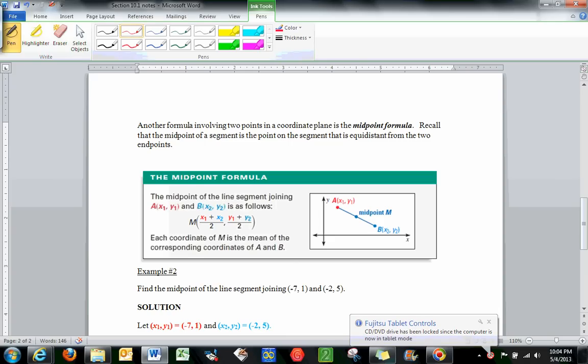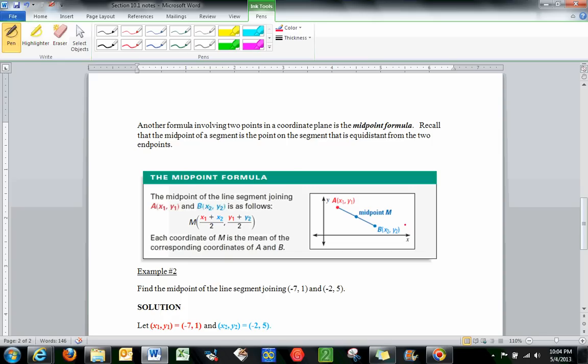Okay. The second formula that we're going to deal with that has two coordinates is the midpoint formula. Now, the midpoint formula is going to help us find the point that is equidistant between two given points. So instead of trying to find the full distance of the segment from point A to point B, we want to find the point that is directly between them.